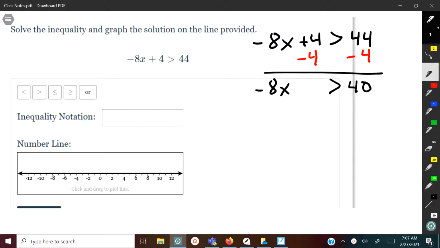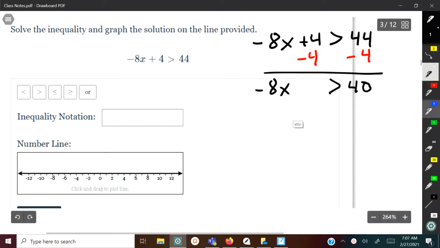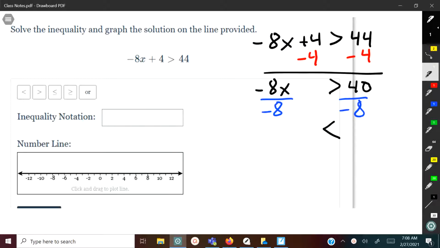Alright, now I'm going to continue to get the x by itself. I've got negative 8 as the coefficient in the front here. And what I'm going to do is divide by negative 8. So you can see I'm dividing by a negative. So that's when you swap the inequality around. Negative 8 divided by negative 8 is 1, and that leaves me 1 times x, which is x. 40 divided by negative 8, positive divided by negative is a negative. 40 divided by 8 is 5.